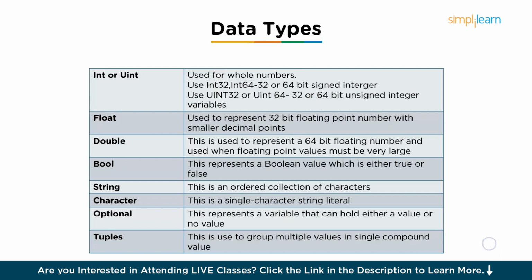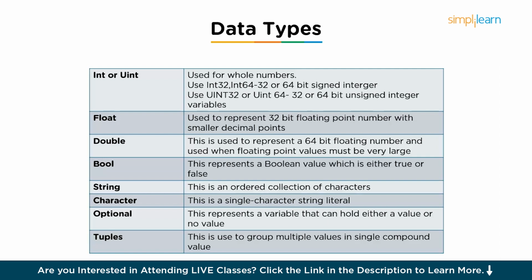Let's move on to what kind of data types there are. Initially, for whole numbers we use Int or UInt. As we all know, Int, as in other programming languages, is used for whole numbers, but here we use UInt for unsigned integers. And also we have Float, Double, Boolean, String, Character, Optional and Tuples as well.